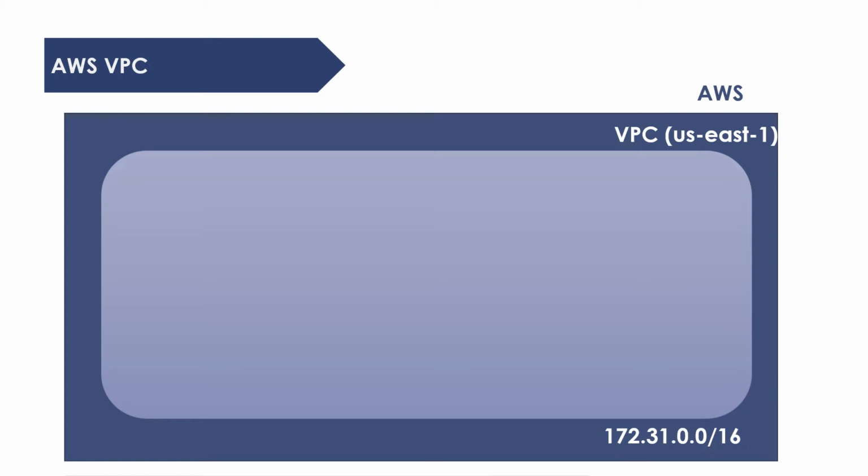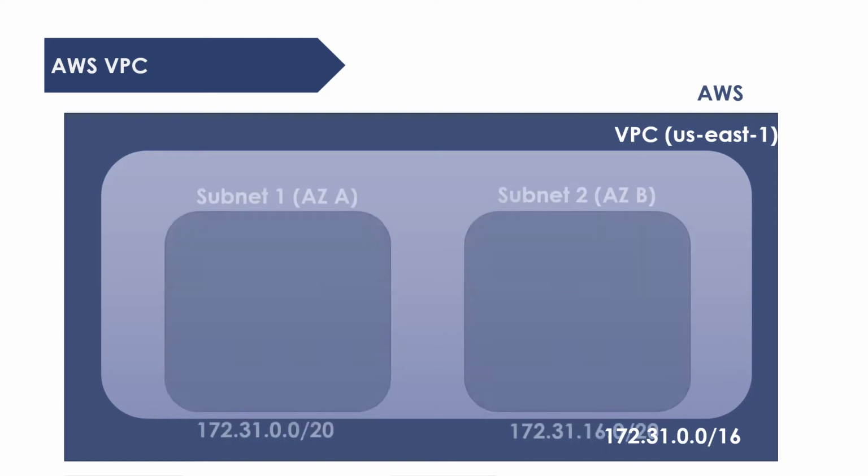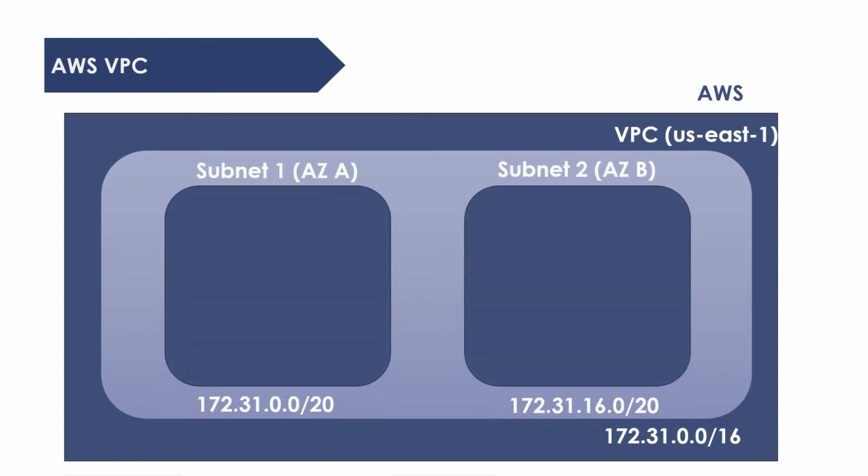Once you have your own private network, you can divide them into smaller divisions based on IP address range called subnets. These subnets can only reside within an availability zone. So you can launch 2 or more subnets within a single availability zone unless they do not have any overlapping IP addresses. That is, you can launch another subnet in the same availability zone A here.